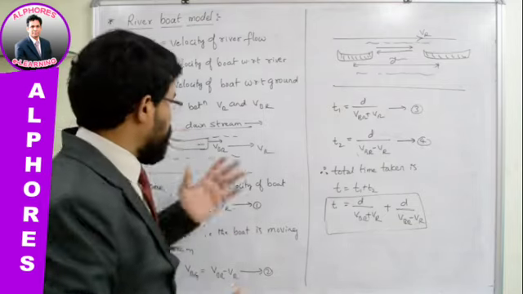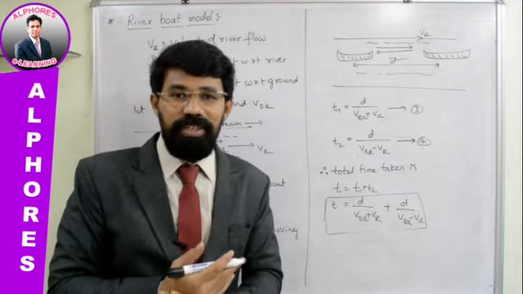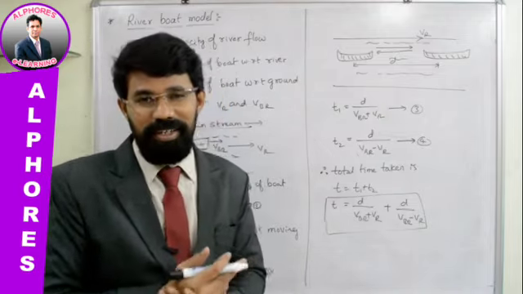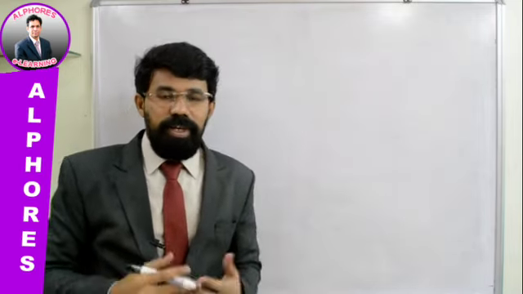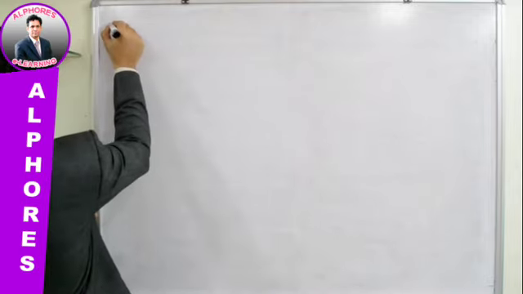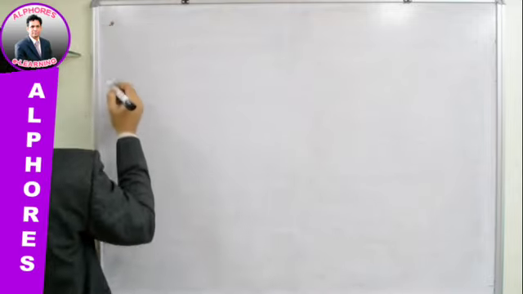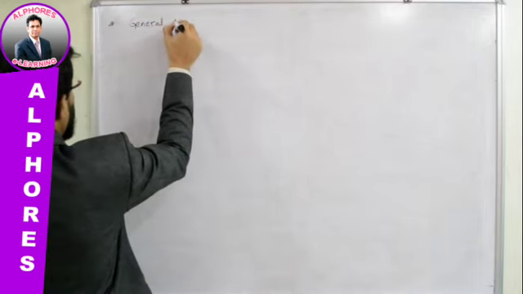So now, apart from traveling downstream and upstream, if the boat travels at some angle with the river flow other than 0 and 180 degrees, what is going to happen? Okay, let us see that. So let us say the boat is traveling at some angle with the river flow. I will consider that situation. It's a general case.